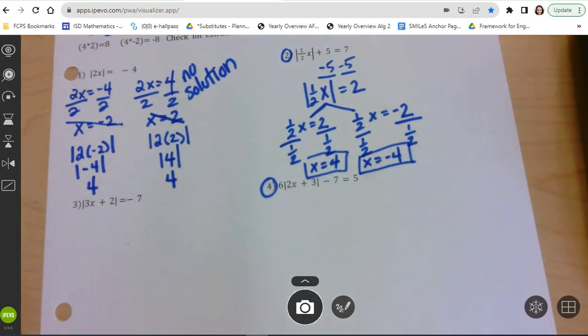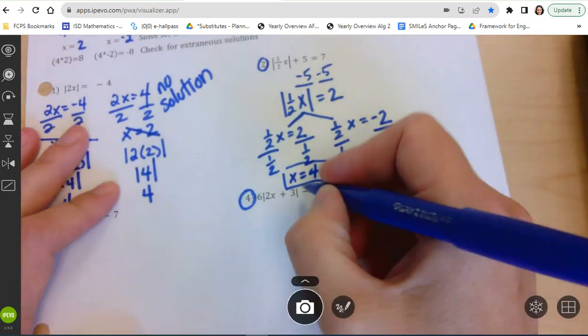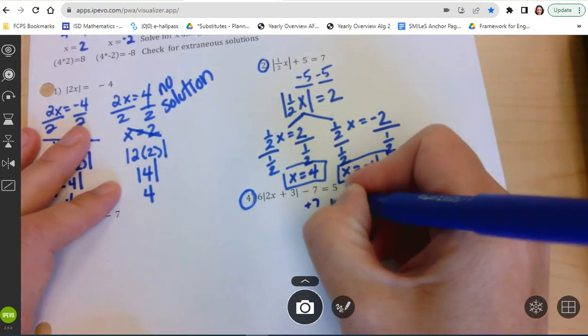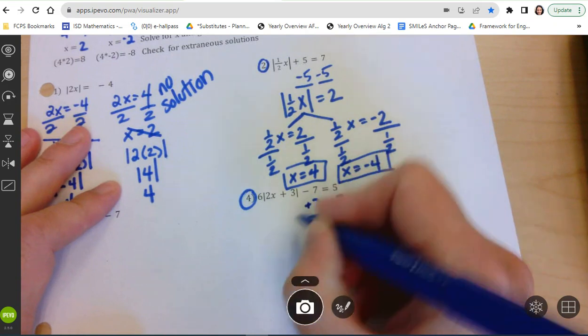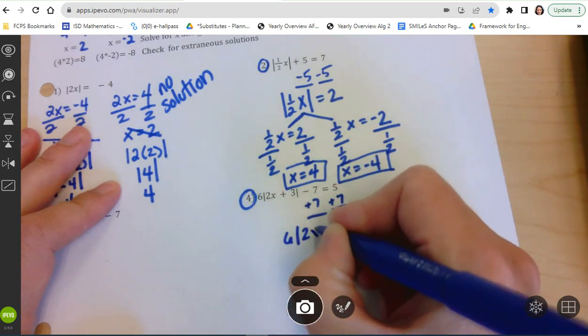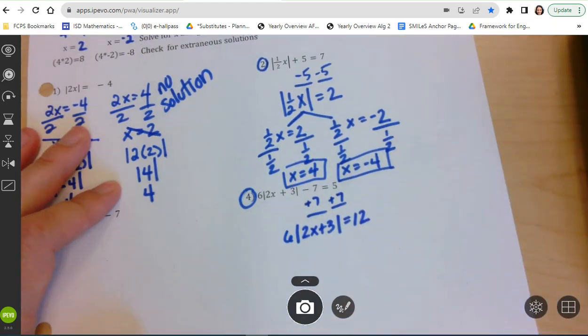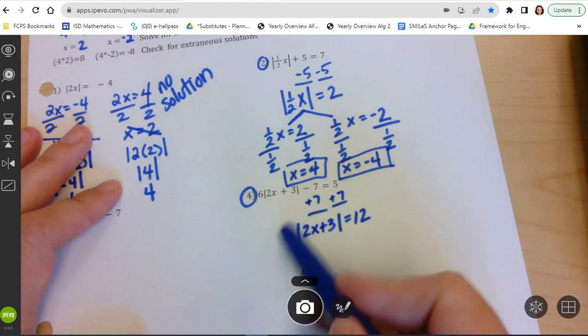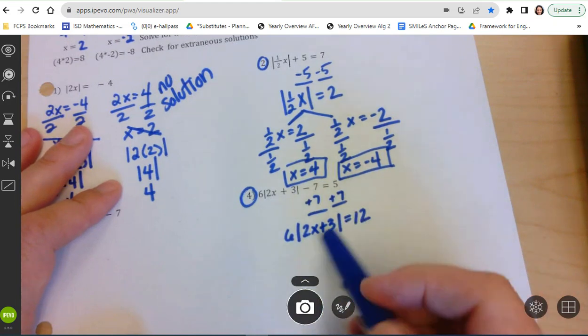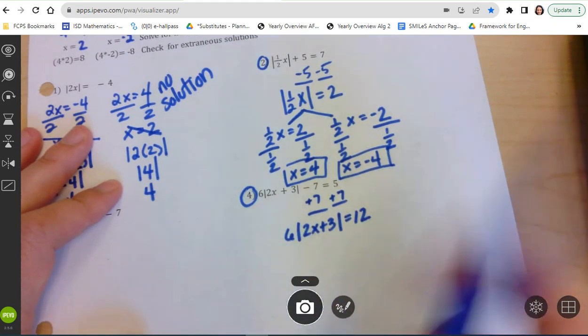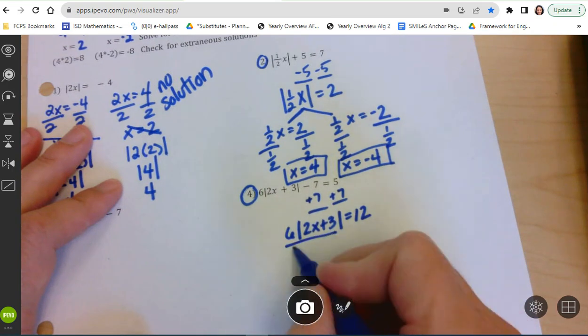All right. So to get rid of the minus 7, you added 7. I saw a lot of 12s. That was very good. So you had 6, absolute value, 2x plus 3 equals 12. And then there was some confusion over what to do with this 6 here. We had to get rid of it. And right now it's multiplying. So we're going to divide by 6, and that will eliminate it.